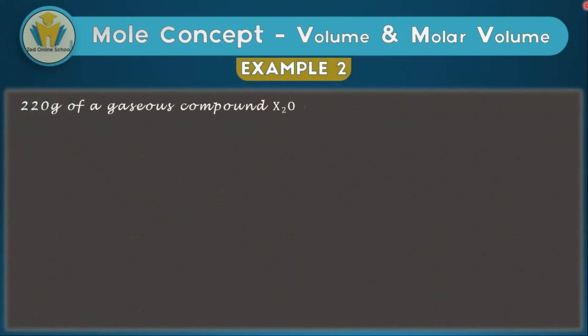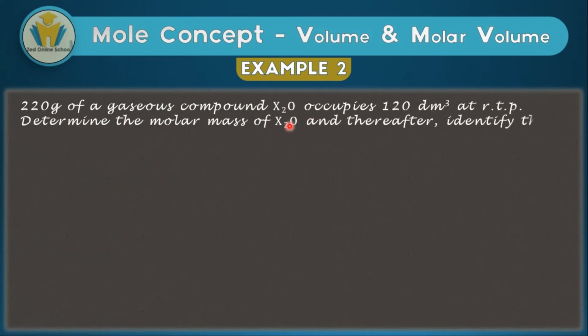In this example, we've been told 220 grams of a gaseous compound, which is X oxide, or simply we can refer to it as an oxide of X. This compound occupies 120 cubic decimeters at room temperature and pressure. Now we're asked to determine the molar mass of this oxide of X and thereafter identify the element X. We're talking about volume, but you can see there's mass here. So why have they given us the mass? Later in this example, you'll see why the mass will be very useful.